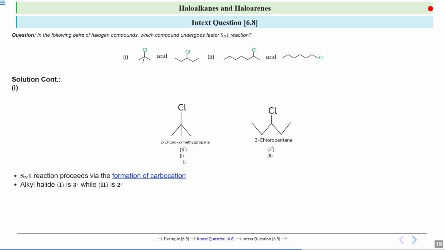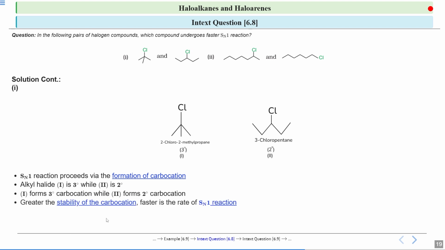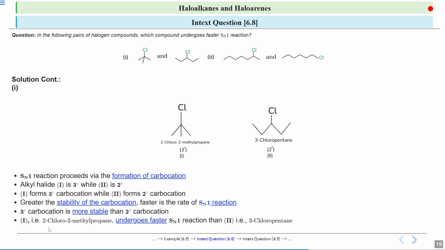The first alkyl halide which is given is tertiary, and the second is secondary. And the first, because it is a tertiary alkyl halide, forms a tertiary carbocation, while the second will form a secondary carbocation. And the greater the stability of the carbocation, the faster is the rate of the SN1 reaction. So tertiary carbocation will have the greater reactivity, right? So tertiary carbocation is more stable than secondary carbocation. This is why the first structure, that is 2-chloro-2-methyl-propane, undergoes faster SN1 reaction than the second structure, that is 3-chloropentane. Okay.